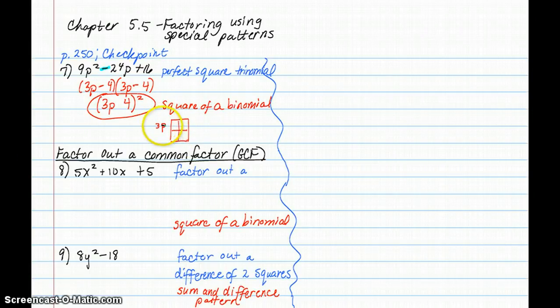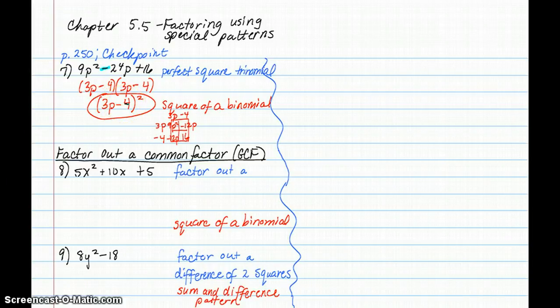So we have 3p minus 4, 3p minus 4. 3p times 3p is 9p squared, since 3 times 3 is 9. That checks out. 3p and negative 4 is negative 12p, and negative 4 and 3p is negative 12p. Negative 12p and negative 12p is negative 24p, so that checks out. And the last one is negative 4 times negative 4, which is 16, and that checks out. So we know we were correct in putting 3p minus 4 times 3p minus 4. So the final answer is 3p minus 4 squared.